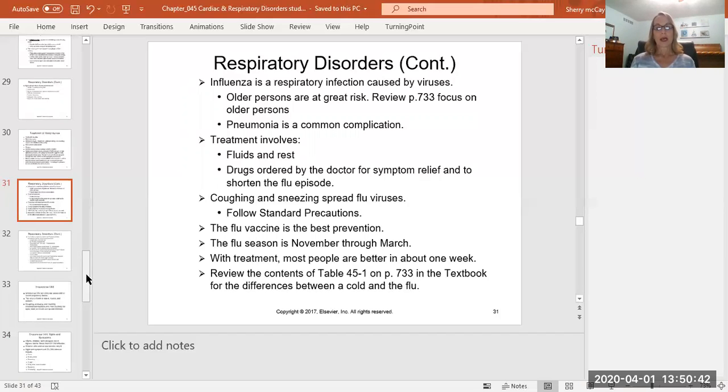Okay. So let's kind of compare. Some people don't really understand what the difference is between flu and a cold. So let's go to page 733 and kind of compare what the differences are between the two. Okay, so when we're talking about fever, in a cold usually you don't get a fever. With the flu, you do get a fever, and it's usually anywhere between 100 to 102, okay? And it can last 3 to 4 days.